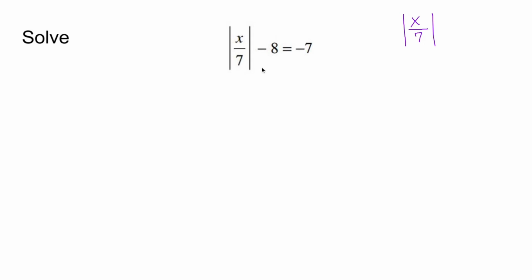So let's get rid of minus 8 by adding 8 to both sides, the inverse operation. That crosses you out, and now I have exactly what I want on the left side. On the right side, I have negative 7 plus 8 equals 1.